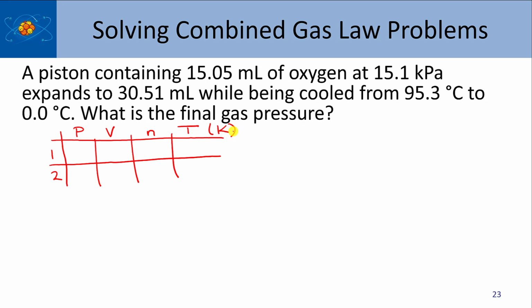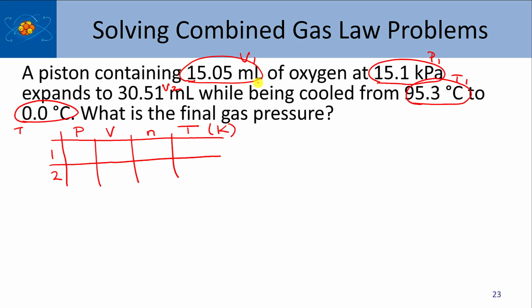So let's see if we can identify our P1. P1, let's say, is this, and what goes along with this is 15 mils of oxygen. It expands to this volume, so this is V1 and this is V2. It's cooled from this, so this is T1. This is P1 and this is T1, and this is T2. Now we're going to write all the information out, and then I'll show you what the equation looks like, because it's actually sitting there right in front of you. You just don't recognize it the way it's written right now.